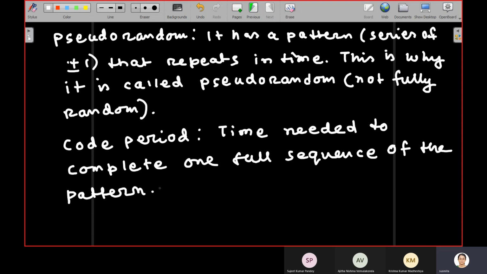So you will have a series of plus minus 1. It's not that plus will always be followed by minus 1. You can have multiple plus 1s and then one minus 1, or multiple minus 1s then one plus 1. So there is a series of plus minus 1s and the series actually repeats after some time, and that time is called code period.